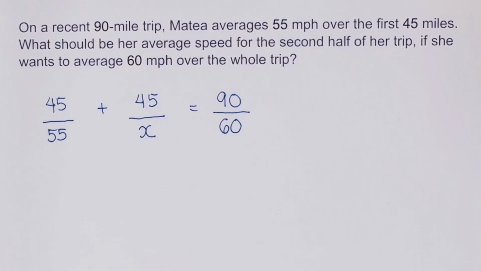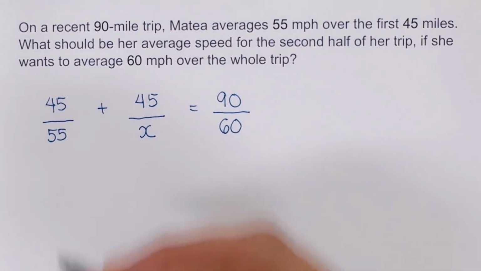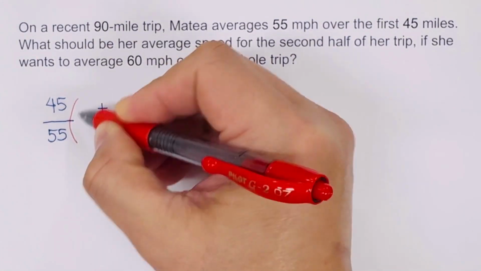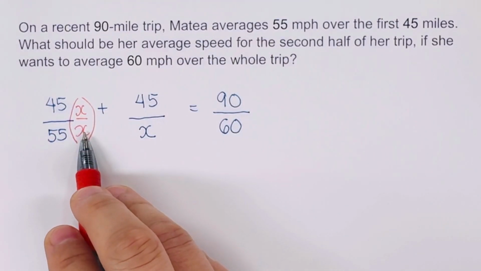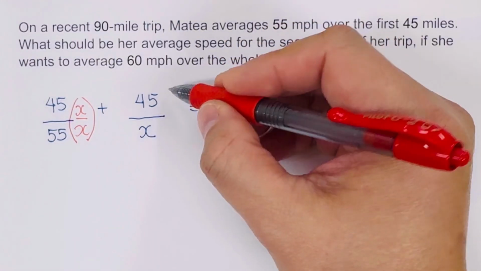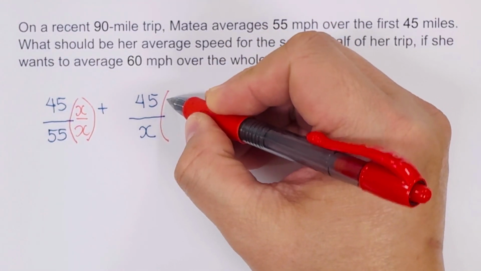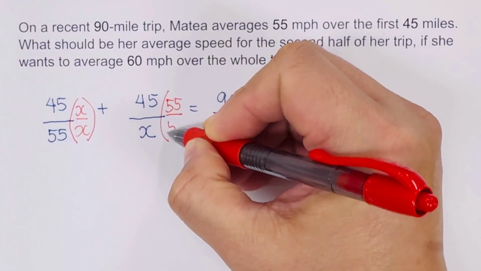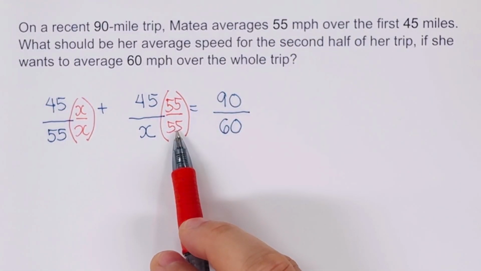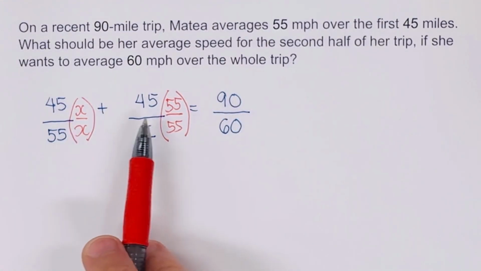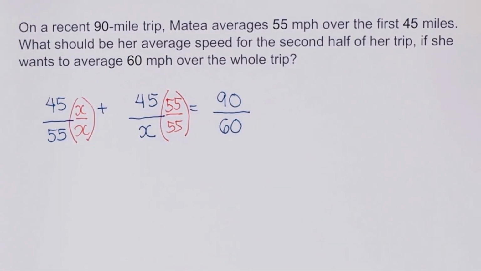So we can multiply by 1 each of the two fractions so that their denominators will be the same. I multiply 1 to the first fraction in the form of x over x. So x divided by x is 1. I got that from here. And then I will multiply the second by 1, in the form of 55 over 55. So 55 divided by 55 is 1. So pretty much we're multiplying these two fractions by 1, so we're not changing any of the values.